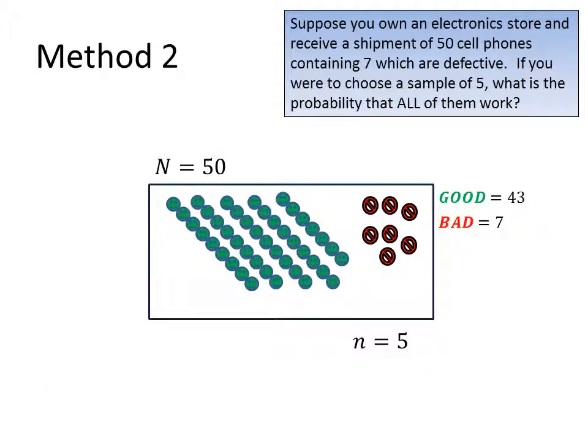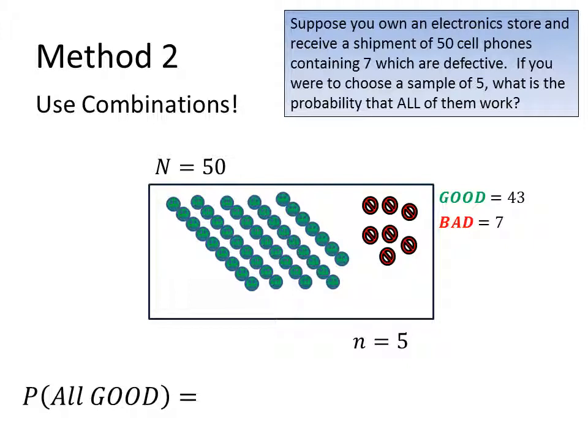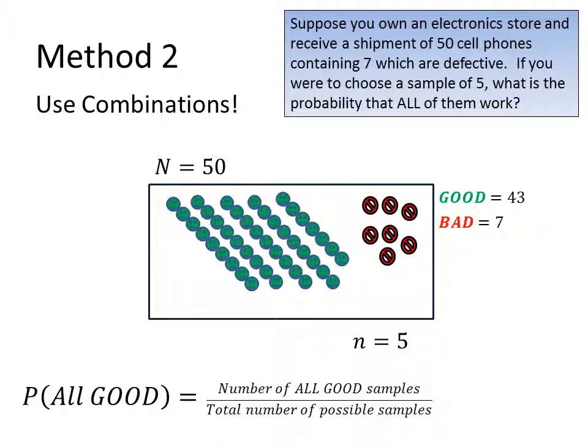A different method for solving this same problem involves using combinations. If we wanted to find the probability of getting a sample of 5 that are all good, we could do that by thinking about how many possible samples we could make that are all good. That is, if we take the number of all good samples divided by the total number of possible samples, that will give us the probability of getting that all good sample.